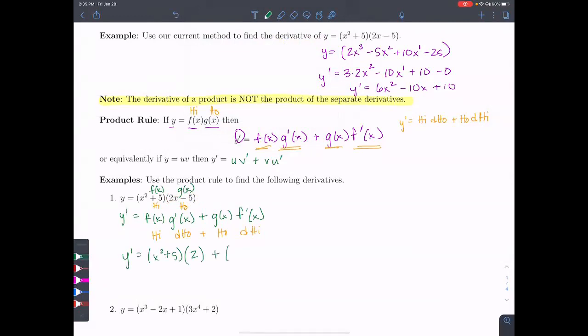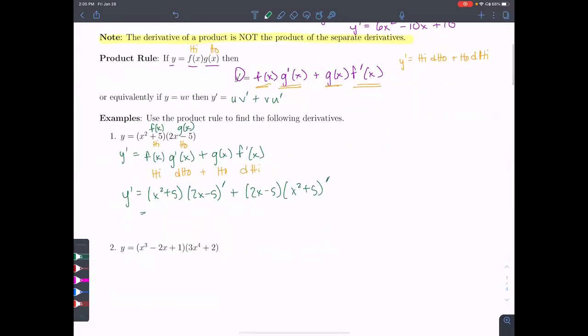Plus 2x minus 5 times the derivative of, actually, maybe I should write that. Hang on. It would be this, 2x minus 5, the derivative of that. So you could do that prime. And then g of x, so 2x minus 5 times f prime, so x squared plus 5 prime. And then you can see it better to do this. So x squared plus 5, the derivative of this guy, which would just be 2, plus 2x minus 5, and then the derivative of this guy, which would be 2x, because this exponent would go down front, decrease it by 1, and then the derivative of 5 is 0.